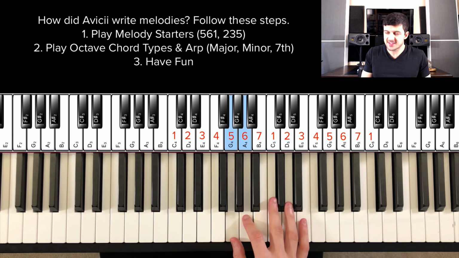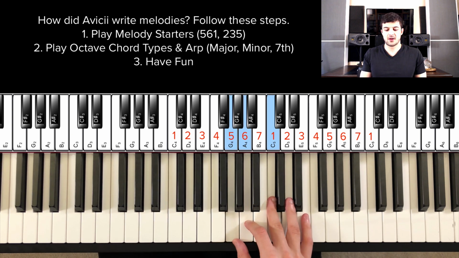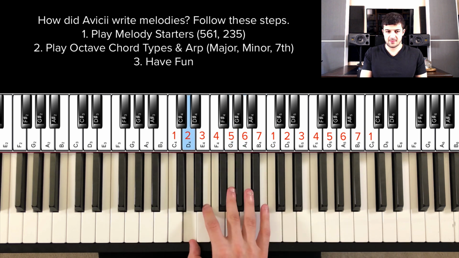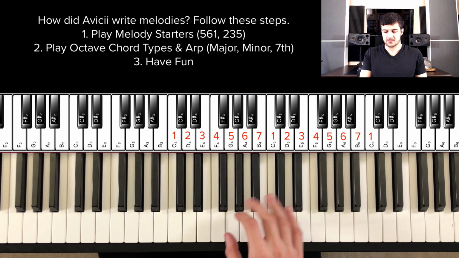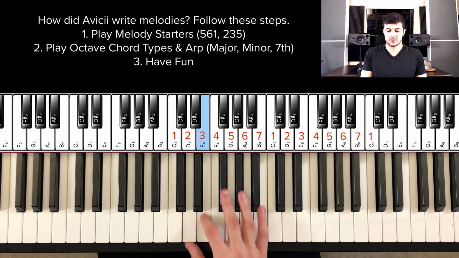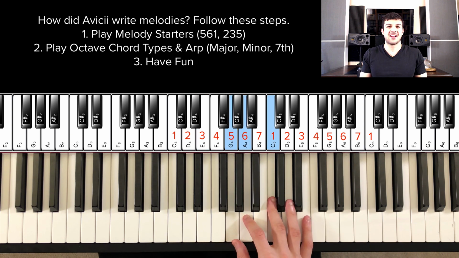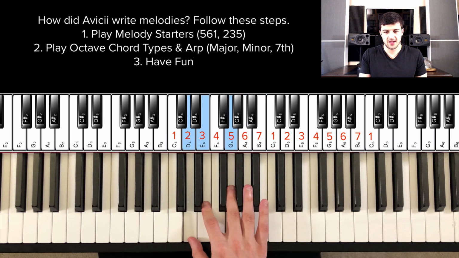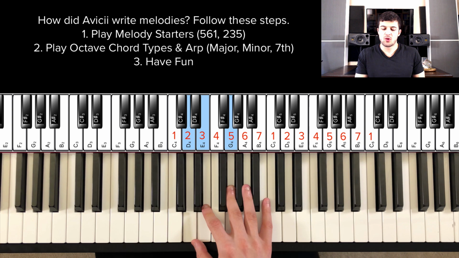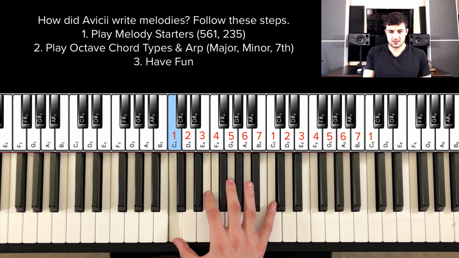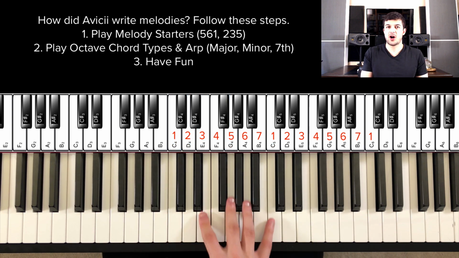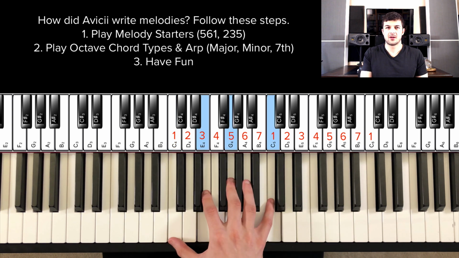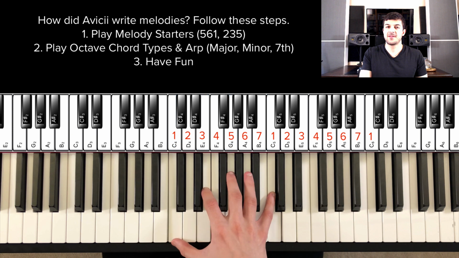So we have 5-6-1. What else do we have? Well, we have 2-3-5, and Sigala used this exact pattern in the song Lullaby. Now, what else can we do? Well, we have our octaves. We can arpeggiate a major chord. I call this a full chord when you have the octave, the third, and the fifth.